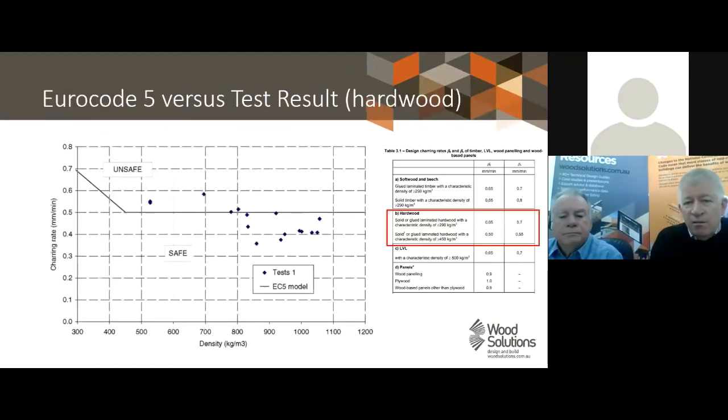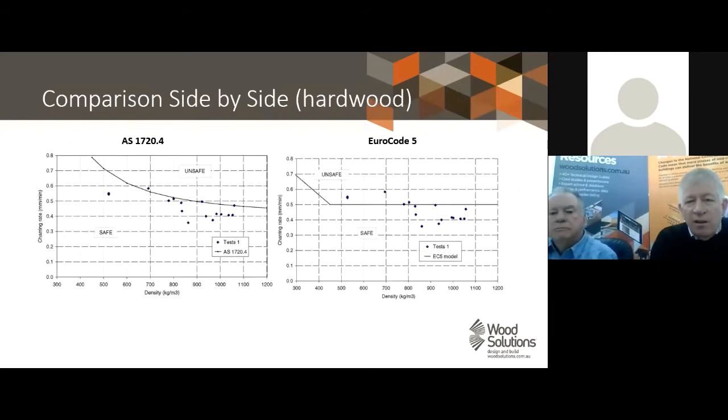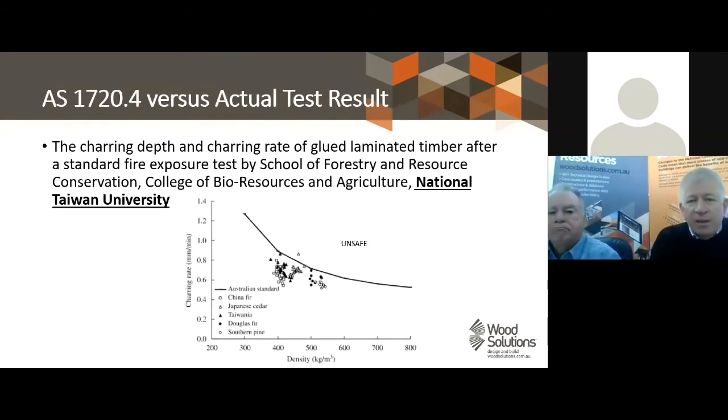pretty much worked well. Interestingly, when you compare this with the Eurocode, and in this case we're using a hardwood definition, the Eurocode works well. There are a couple of them above that, and when we compare the graphs side by side, Eurocode versus Australian, you find that it's not too bad. But there are a couple of outliers, particularly in the Eurocode one at low density.